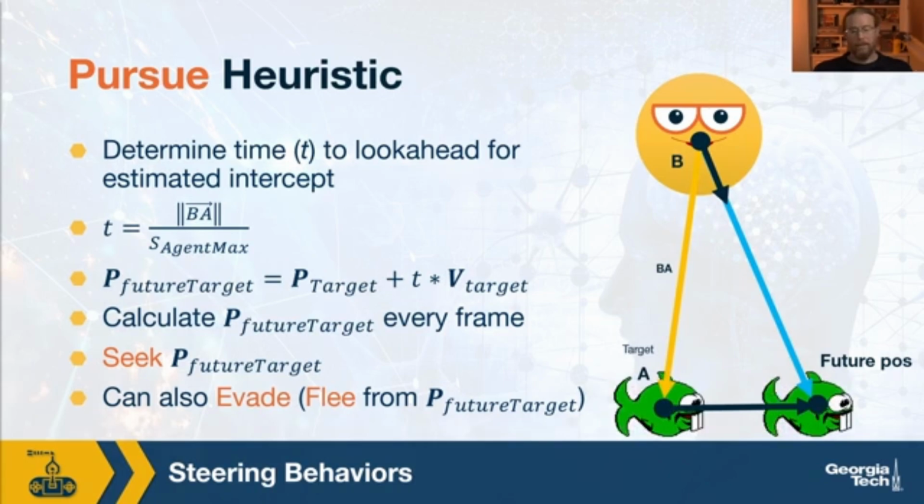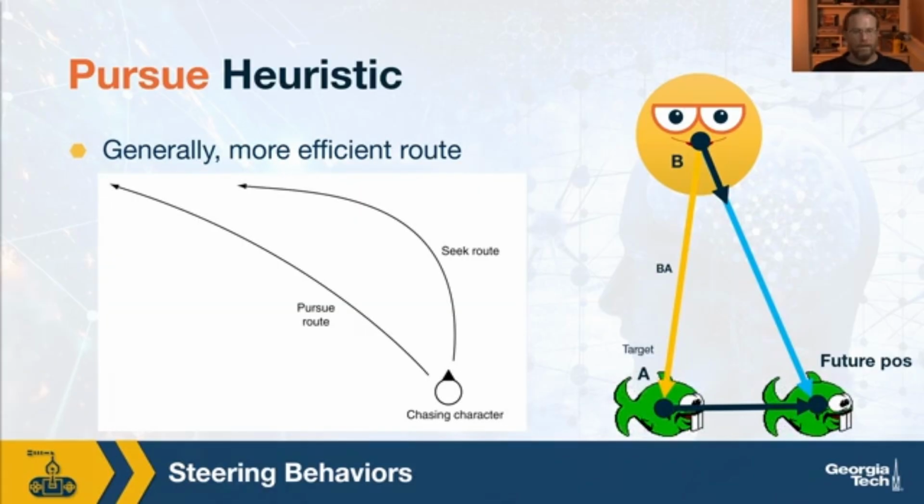Also, you can evade by fleeing from the future target, and so it can be useful to recognize where the enemy is going to be in the future. Assuming you're trying to get away, then you want to dodge that position, which would be more effective. So with this pursuit behavior, we're going to get a more effective or more efficient route over time.